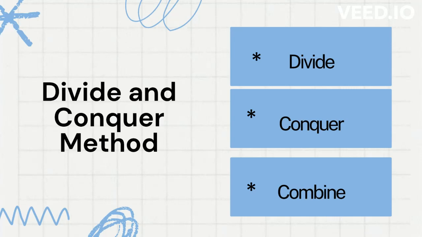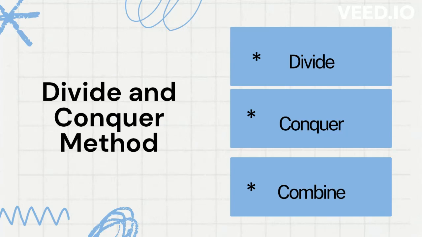Divide and conquer is a problem solving strategy that involves breaking down a complex problem into smaller, more manageable parts, solving each part individually, and then combining the solutions to solve the original problem. It is a widely used algorithmic technique in computer science and mathematics. This technique can be divided into the following three parts.